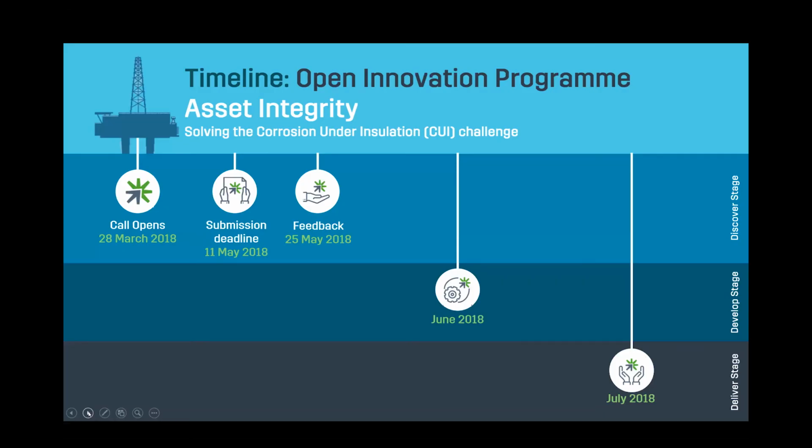So what are the timelines for that? The call opened on the 28th of March. We have our submission deadline set for the 11th of May, and at this stage we're looking for expressions of interest. All we're really looking for is an overview of what your idea is. It doesn't have to have pages and pages of technical detail, but we do need some information so we can understand what your project is. We also need to know roughly how much funding you're looking for, because we need to assess how many projects we can support. Generally, we will come back to you with feedback, either requesting more information or letting you know if you've gone through to the next phase, by the 25th of May.